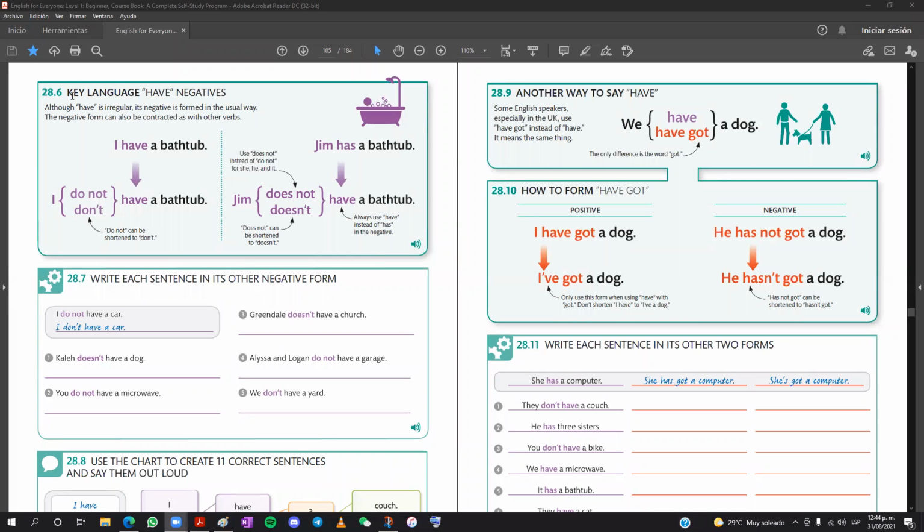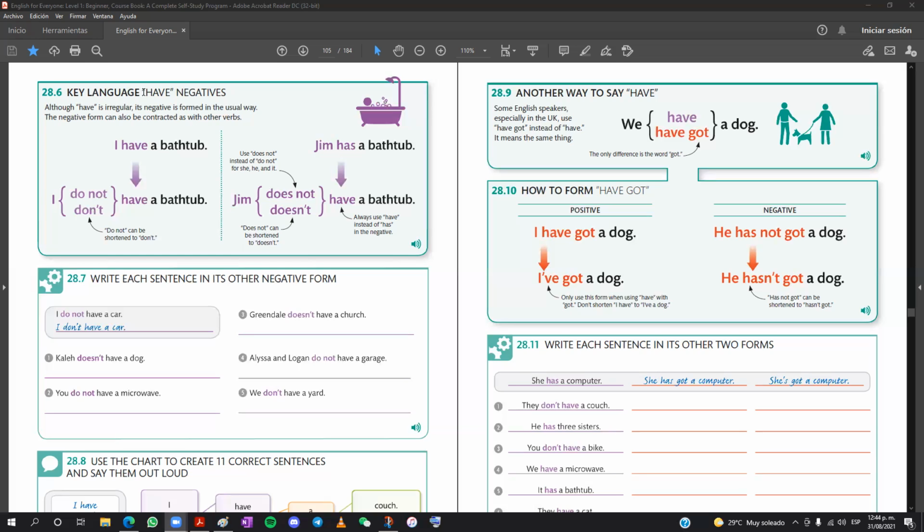Aquí continuamos. Entonces, key language: have negatives. Although have is irregular, its negative is formed in the usual way. The negative form can also be contracted as with other verbs.